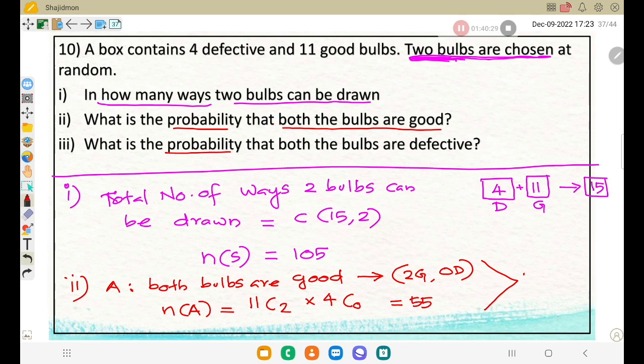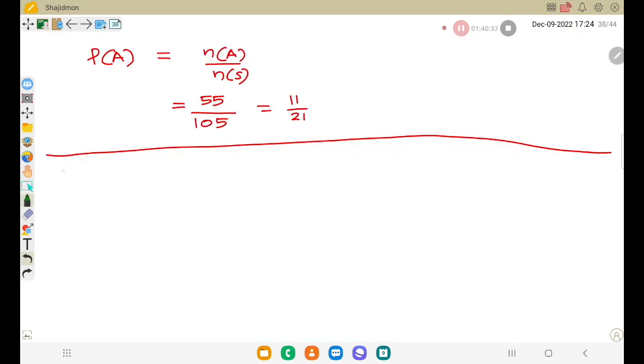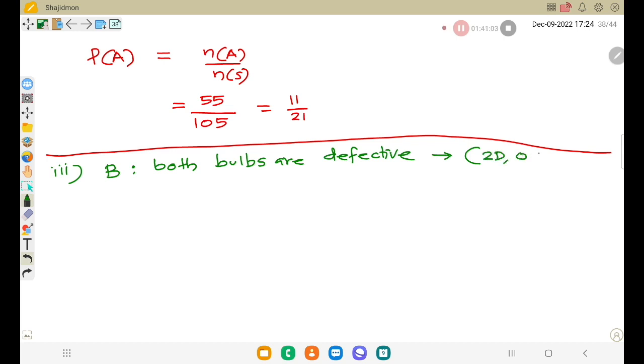What is the probability that both bulbs are defective? Both are defective, that is the event. So we are going to the third part. We define an event B. What is the event? Both bulbs are defective. So actually what is the possibility? Only 2 we are selecting, both are defective. That means 2 defective bulbs, but how many good bulbs? 0 good bulbs, correct?